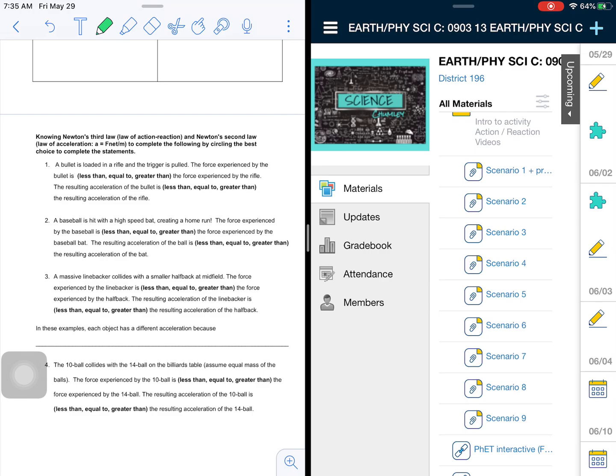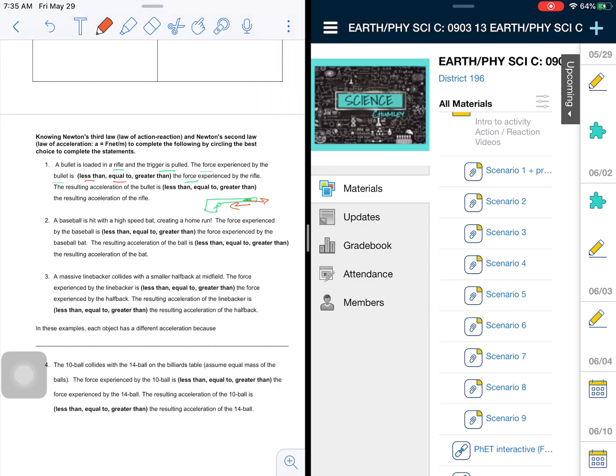So here we have an example. A bullet is loaded into a rifle and the trigger gets pulled. What do I know about the force of the bullet coming out of the rifle compared to the force of the bullet onto the rifle, right? So when we think about those objects, we've got the bullet. What do I know about the force here compared to the force here? And remember what the third law says about the action reaction forces.